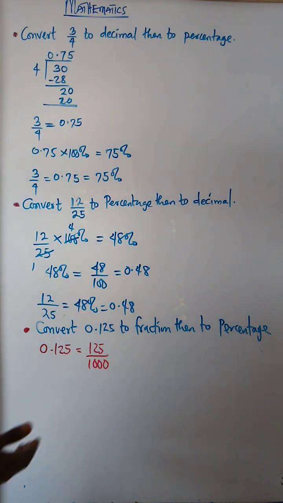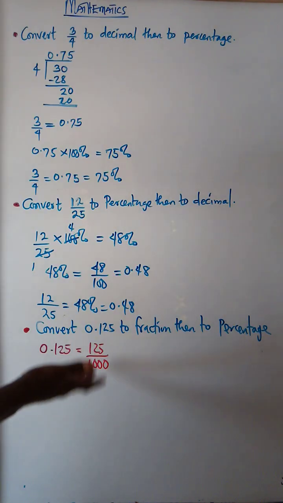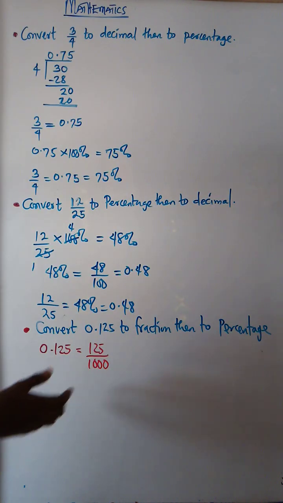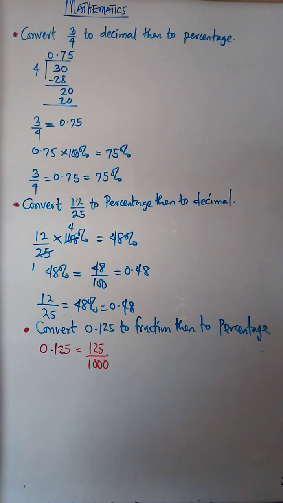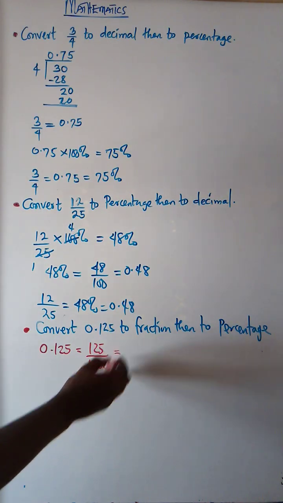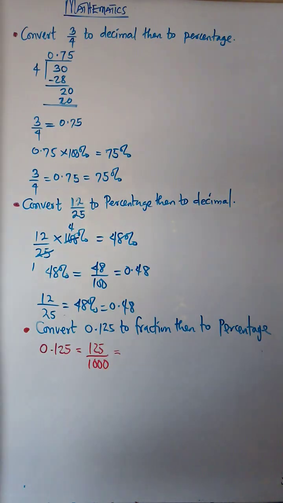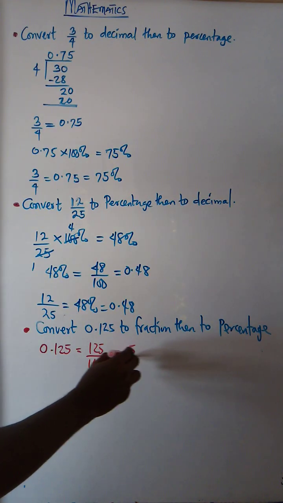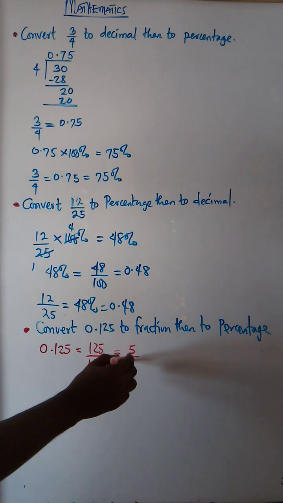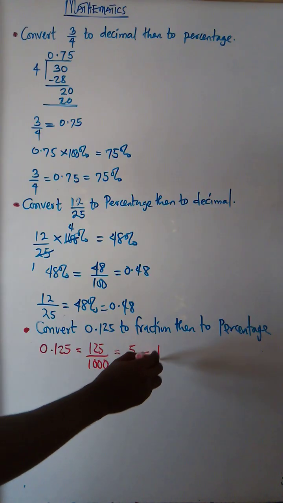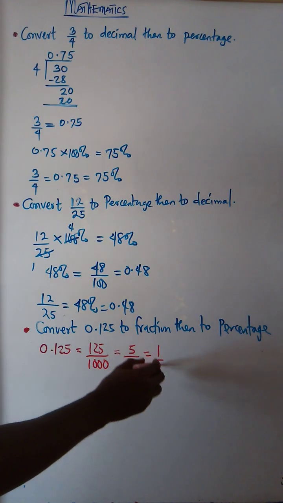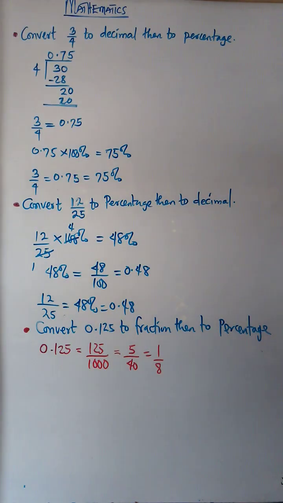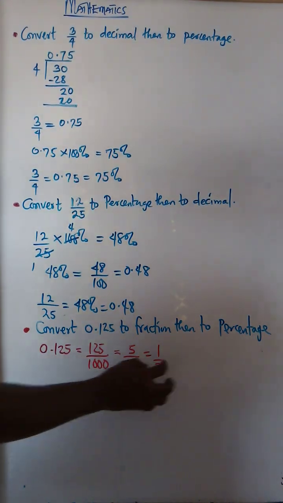So what about the percentage? Although this is not the least fraction, let's cut to the least. So to the least, this becomes, let's say, 25 straight. 25 in 125 should give us 5. 25 in 100 is 4. Then 5 here, 1. 5 here, 8. So 0.125 in decimal is 1 over 8 in fraction.